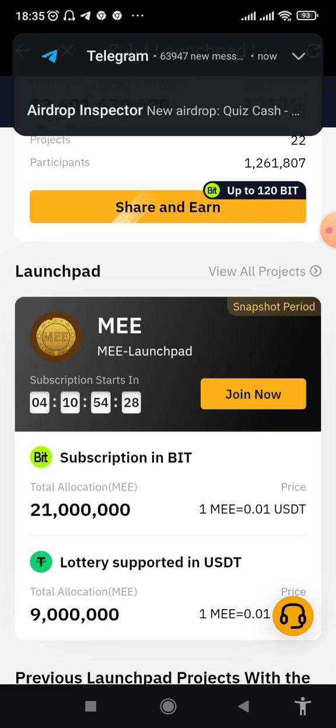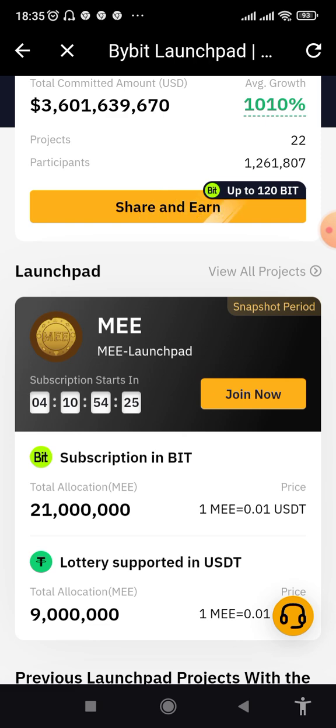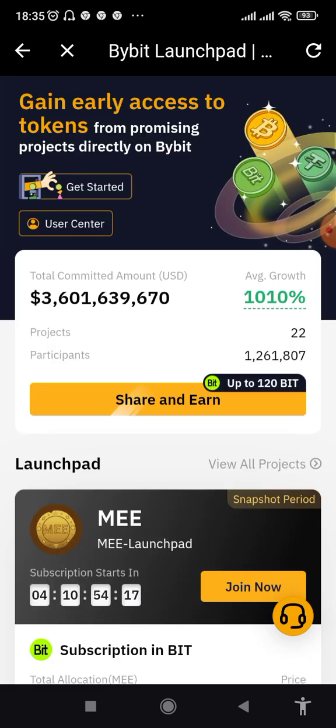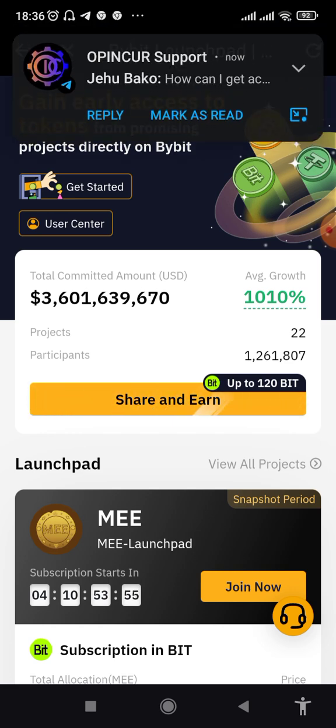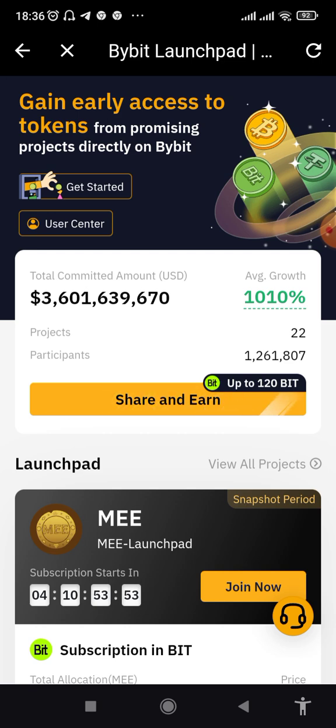Okay, so before I go on further, let me define what Bybit Launchpad is. Bybit Launchpad is a platform where users can get early access to tokens from promising projects directly on Bybit. So this is where you can get what's called an IEO, initial exchange offering. This is where you can get a token early before it reaches any other exchange or before it gets listed and people start trading it.